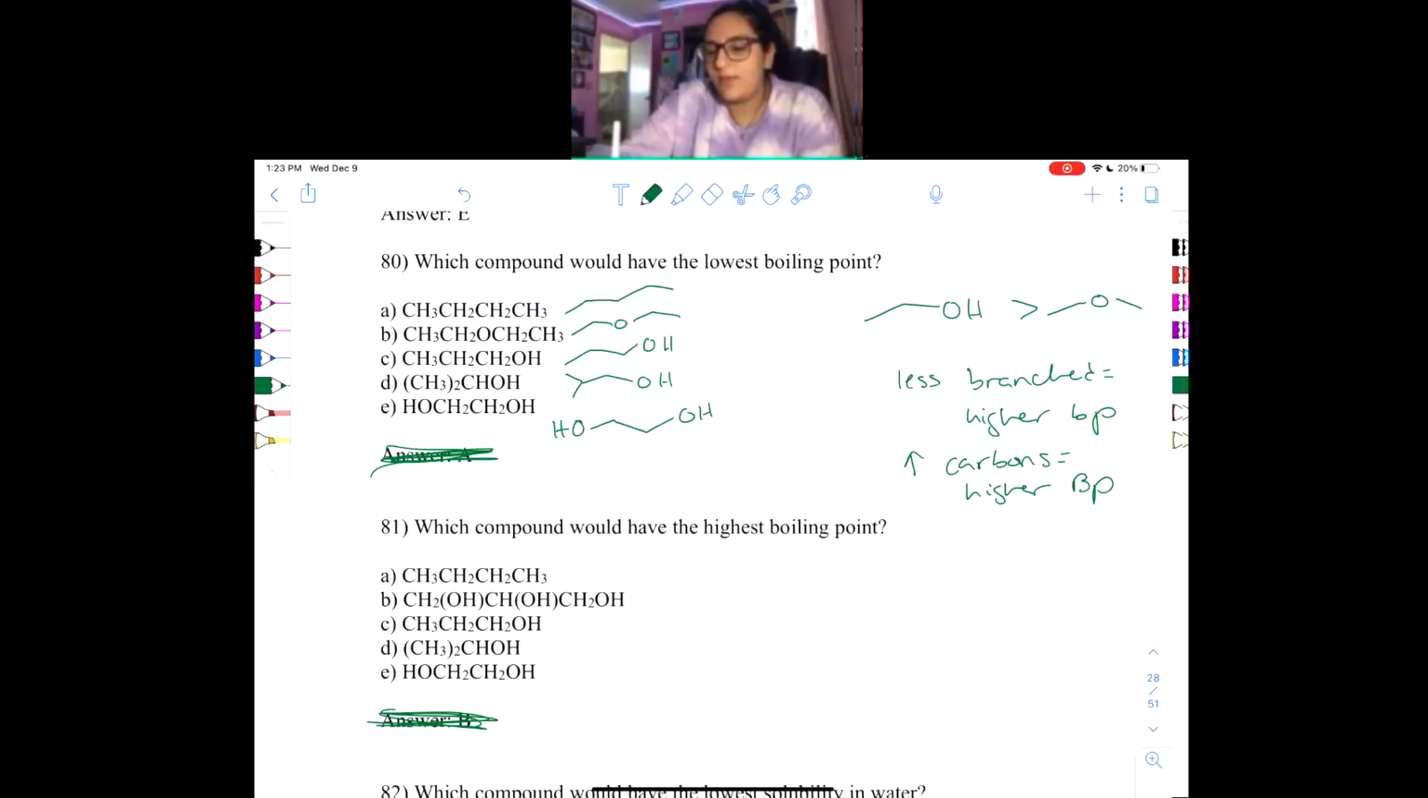A. Yes, I agree. The biggest difference is that B through E all have oxygens. A does not. So we know that that is going to be the lowest. If A was not here, so if it was only B through E, which one of those would have the lowest boiling point? B. Perfect. Okay, awesome. So E would actually have the highest boiling point because the more alcohols you have, the higher your boiling point will be.